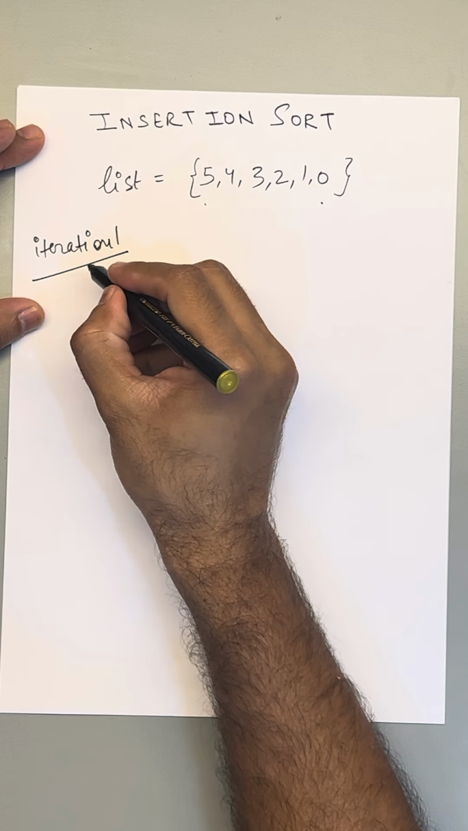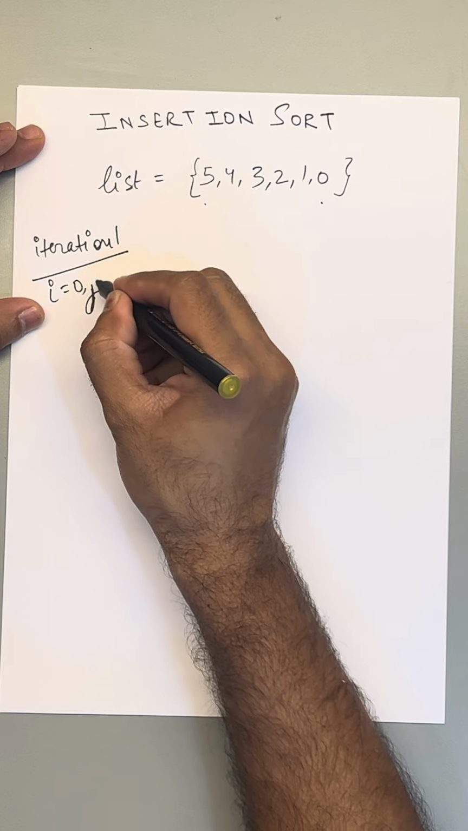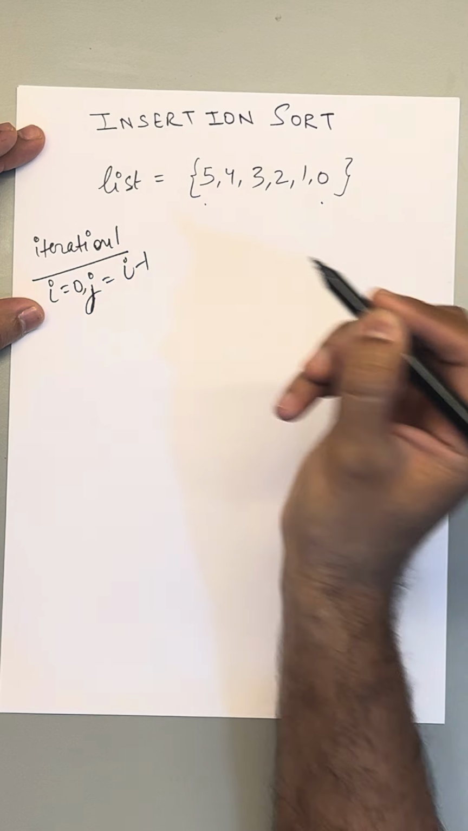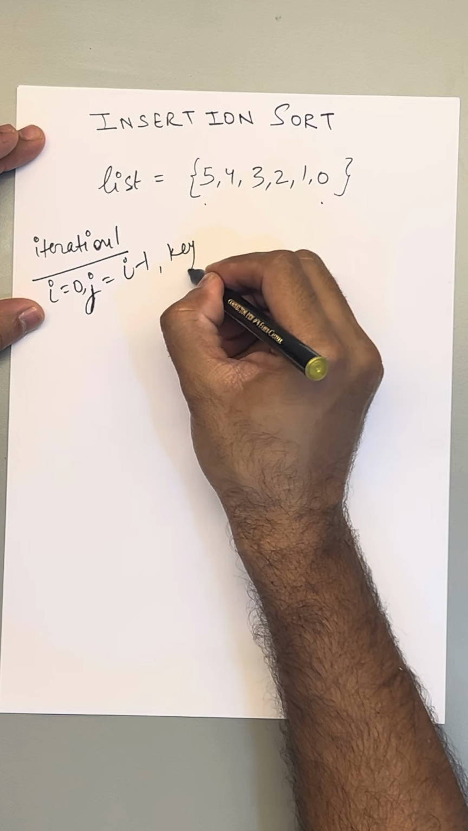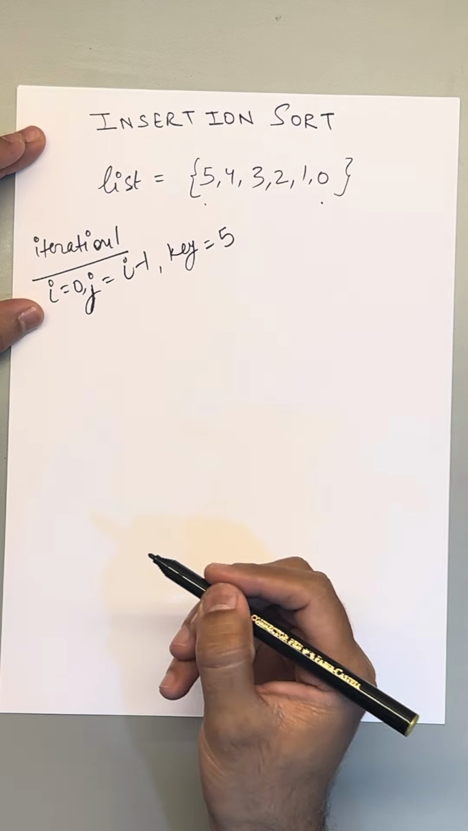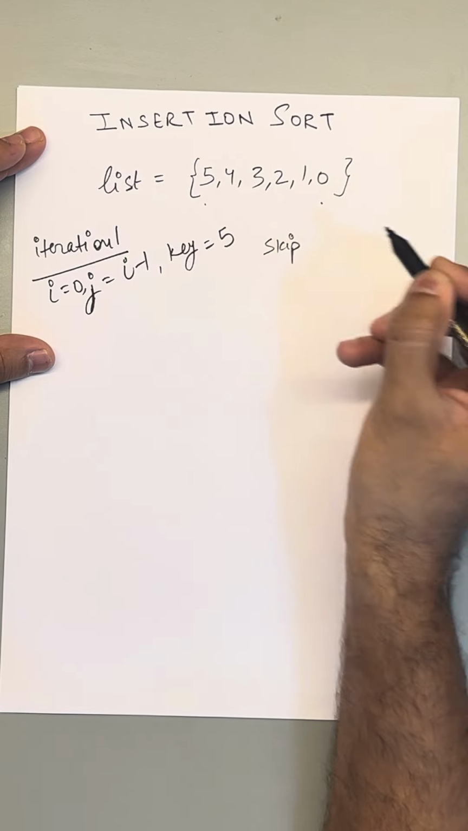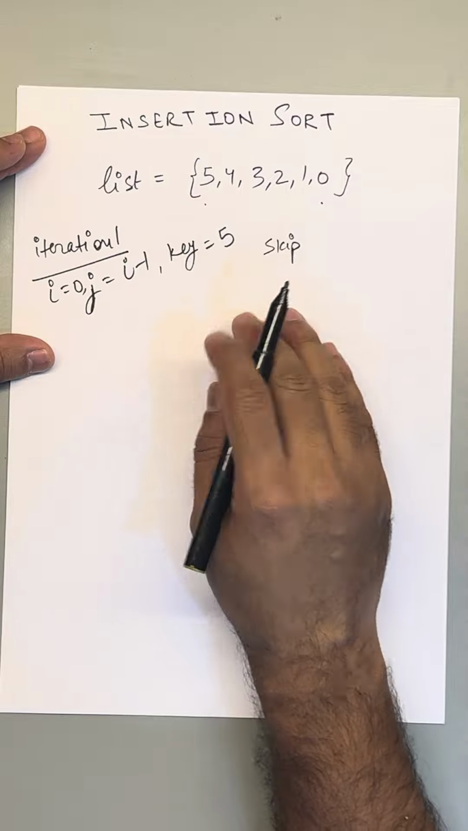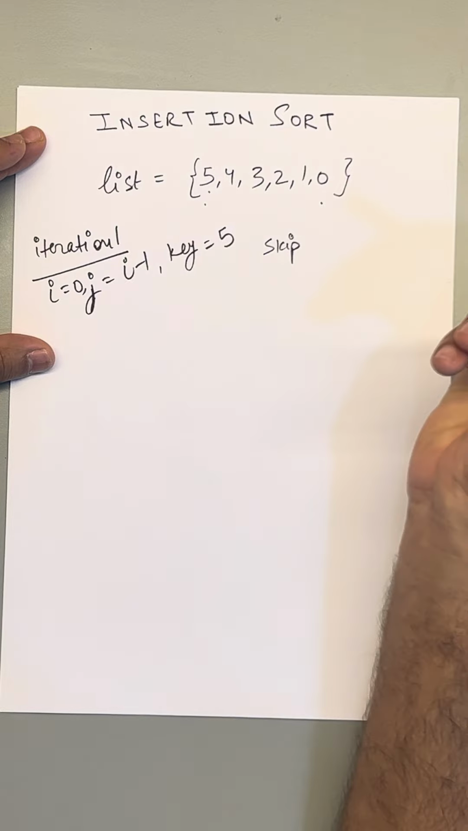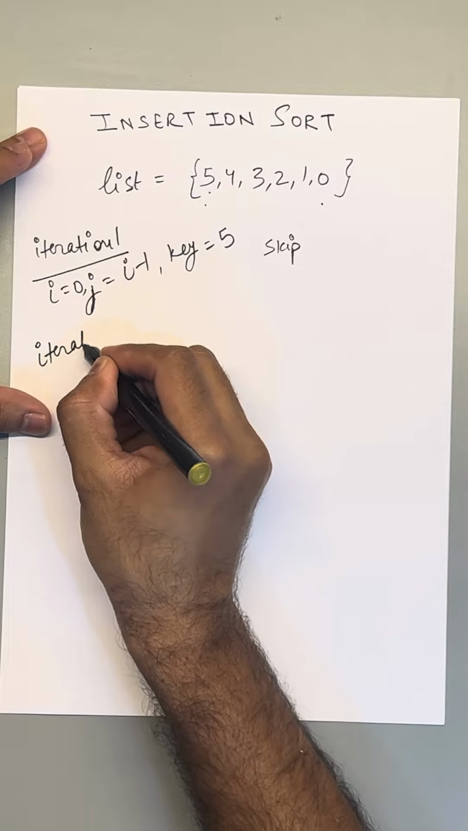Iteration 1, when i equals 0, j equals i minus 1, always in insertion sort. Here the key value will be 5. For the first iteration we skip it completely, keeping in mind that in insertion sort we assume the first element is already sorted.